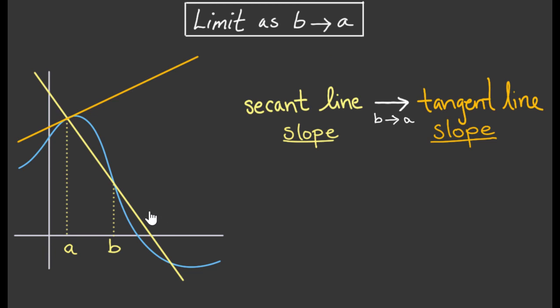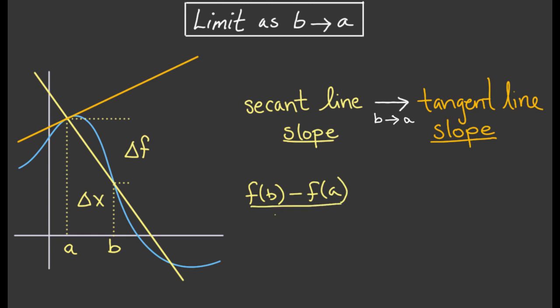Now, we've already computed a formula for the slope of the secant line. We saw that this was delta f over delta x, which is f of b minus f of a all over b minus a. And we're interested in what happens as b approaches a.